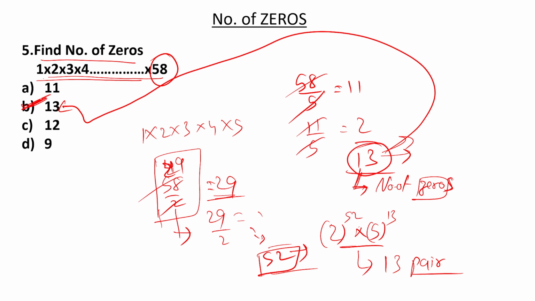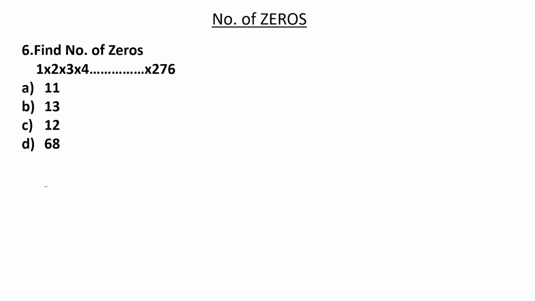I hope you understand it. Let's move on to the next question. This is also the same. Find the number of zeros in the following, 1 into 2 into 3 into 4 up to 276. Let's do it. Sorry, what I'm doing here, let me erase it.